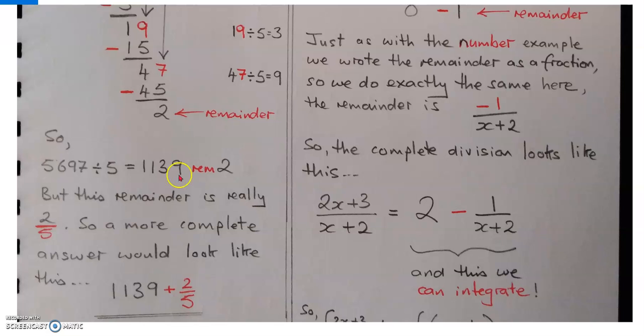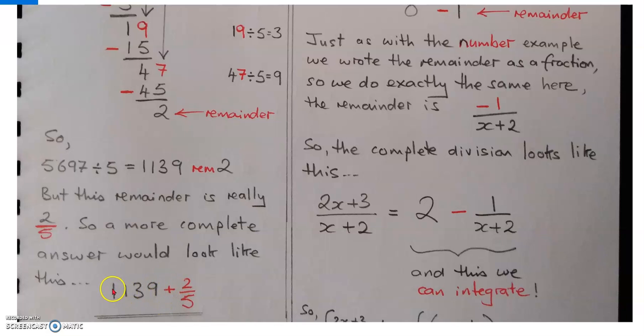It is really 2/5, because we're dividing this thing here by 5. So we've got a 2/5. This 2 here, we've got 2/5 remainder. So a more complete answer would look like this: 1,139 and 2/5. Of course, we don't usually write this plus there. We usually write the 2/5 right behind the 9.